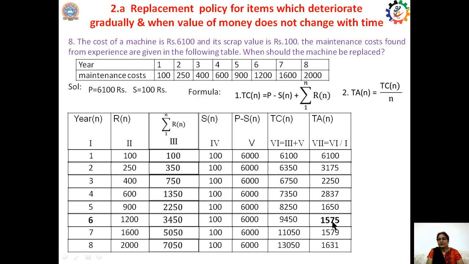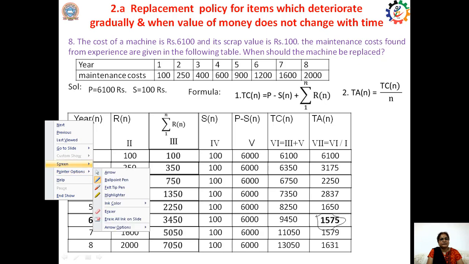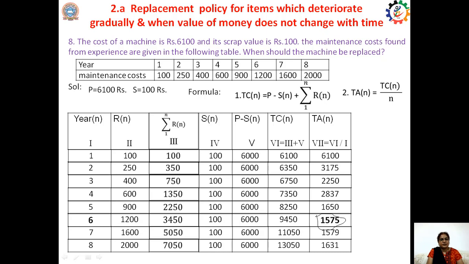How long? When it reaches this particular value, it has reached the least minimum value, and once again it is increasing. So catch that point where it is minimum. Corresponding to that, I'll just show you. Catch the point where it is minimum. So it is this value which is minimum. Corresponding to that year is this one. So 6th year.